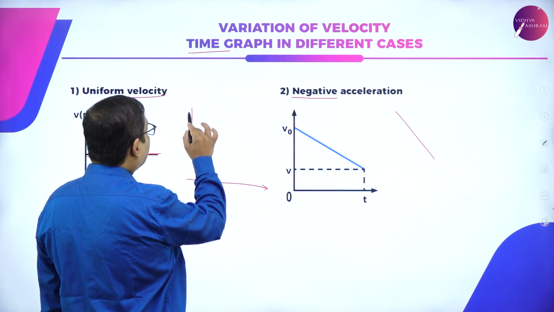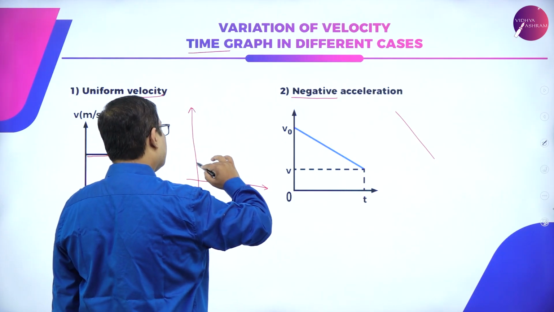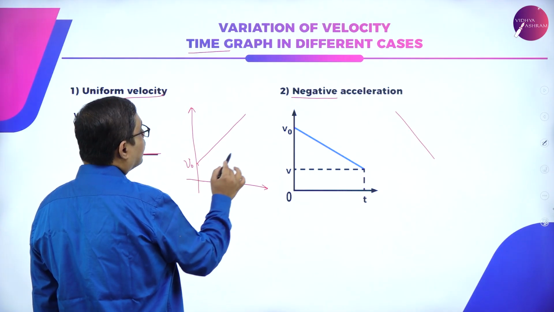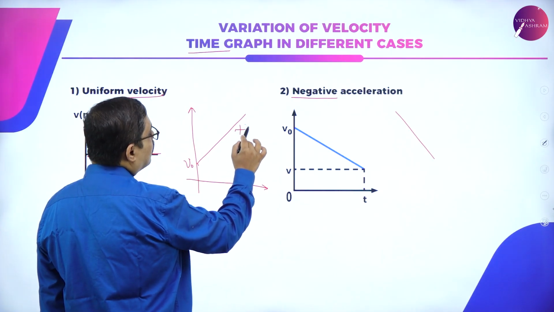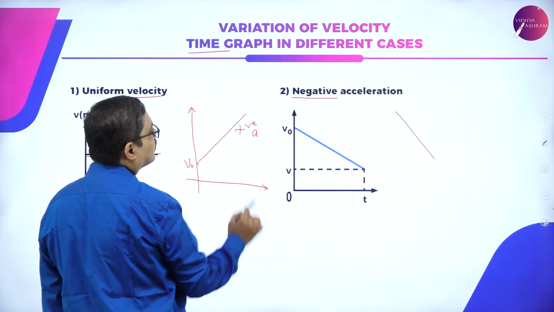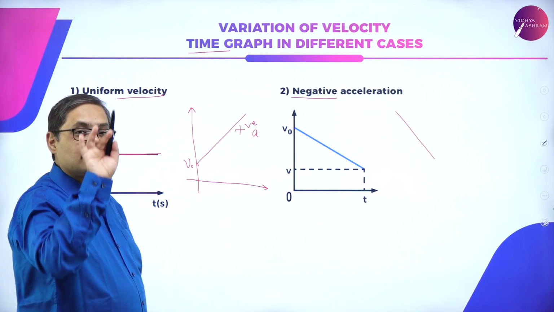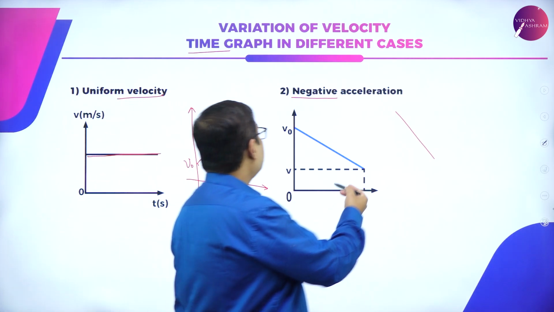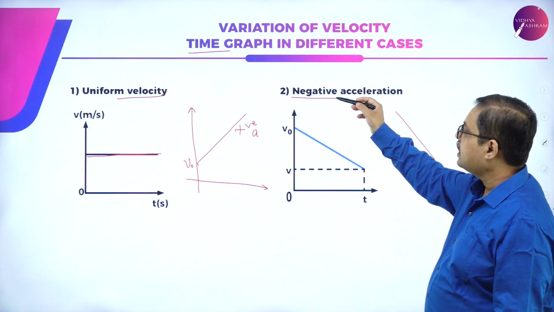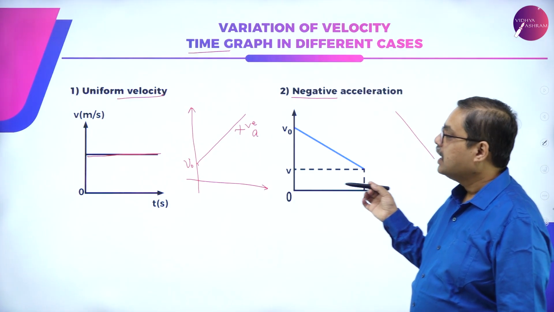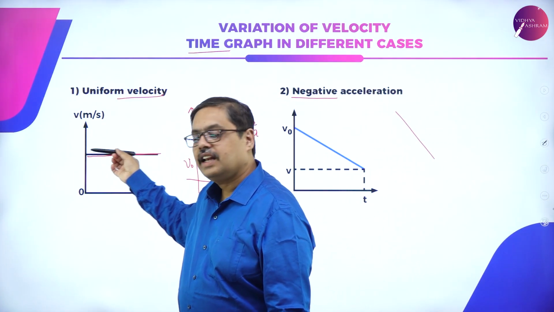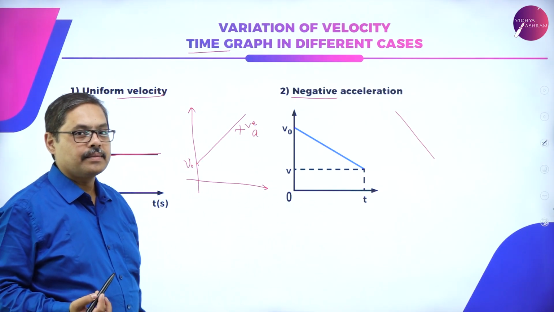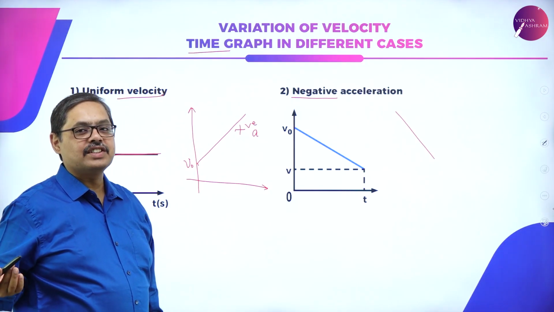On the contrary, if the inclined line is pointing upwards, with some initial velocity, then this is called positive acceleration. If the inclined line is pointing upwards, it is positive acceleration. If the inclined line is pointing downwards, then it is negative acceleration. If the line is horizontal and straight, then it is uniform velocity and there is no acceleration. Okay. Let us check certain conditions here.